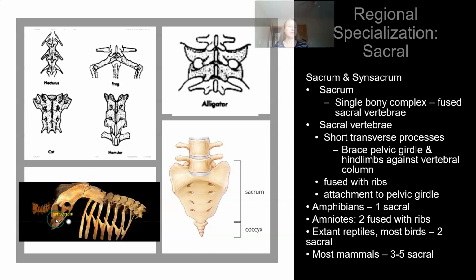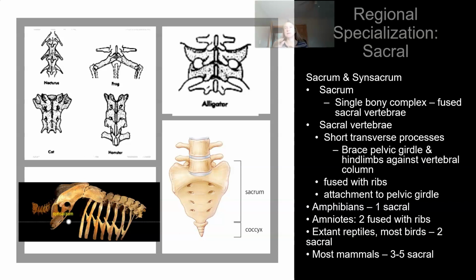Here we have this fusion of elements called the synsacrum. We can see in Necturus, the frog, we see fusion here, a cat and a hamster of all things, as well as an alligator. We still see some fusion of these elements in the sacral region. And the sacral vertebrae tend to have these short transverse processes, the sticking out part. They help to brace the pelvic girdle and the hind limbs against the vertebral column. And again, you have to have a solid support.